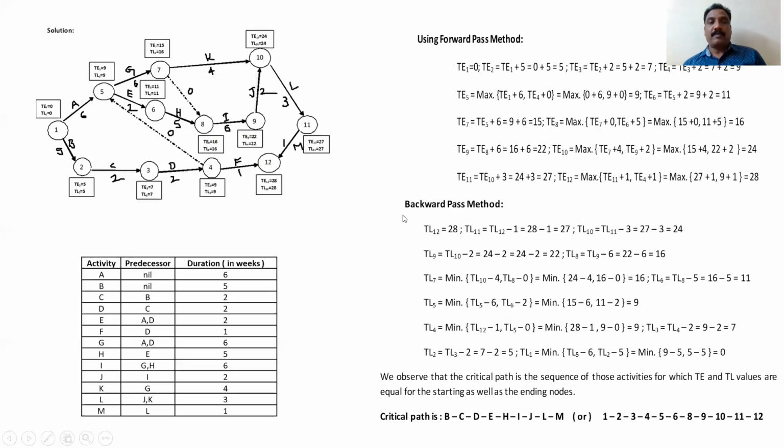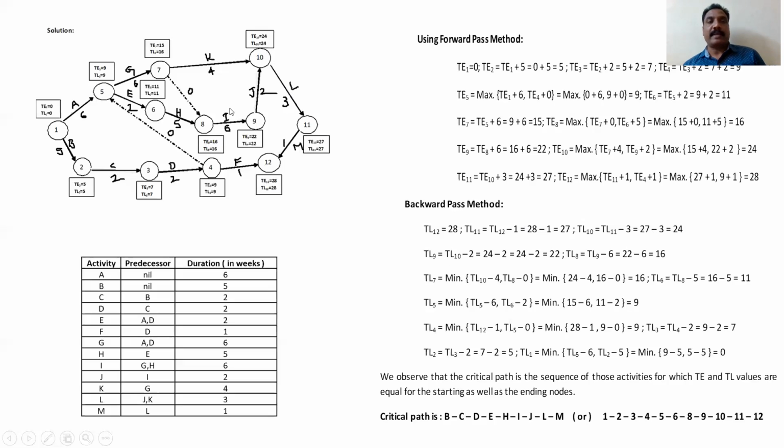Now you start from 12, next we go to 11. TL11 is equal to TL12 minus 1. You have to subtract, we are going in reverse order. 28 minus 1 is equal to 27. TL10 is nothing but TL11 minus 3. That is 27 minus 3 is 24.